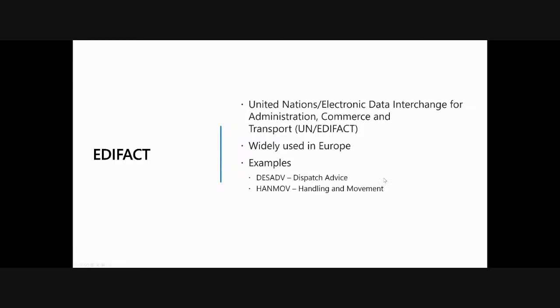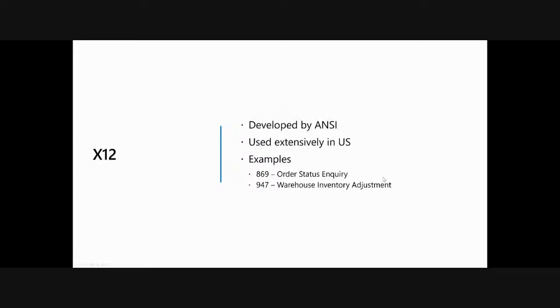So X12 was used extensively in the US, developed by ANSI, as you can see there. A couple of other examples there, an 869 and a 947. I actually find X12 a lot more readable just because of the way that it's structured. The example that you saw in the previous screen of those two messages, the top one was very X12ish because it was ANSI, and the bottom one was much more that Edifact. I think just the way that they look, it's a little bit easier to understand what they're doing.